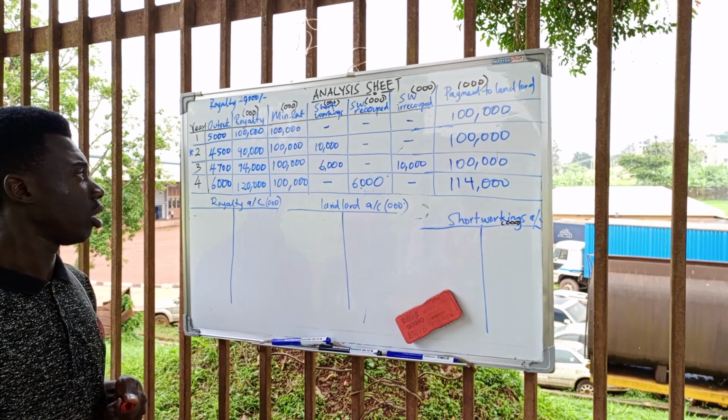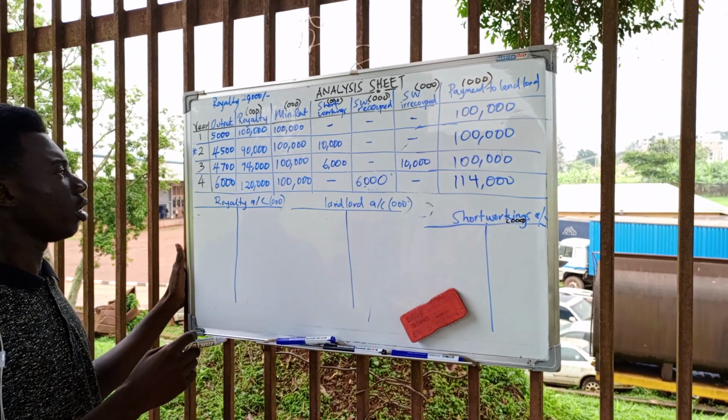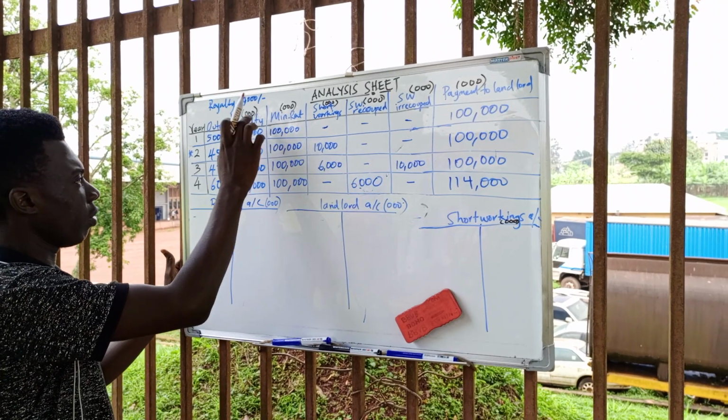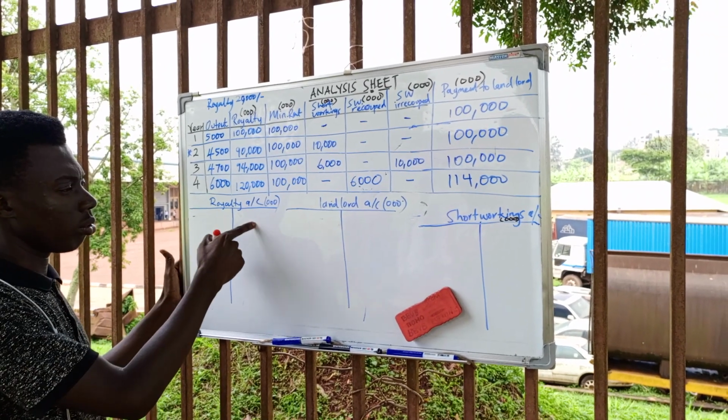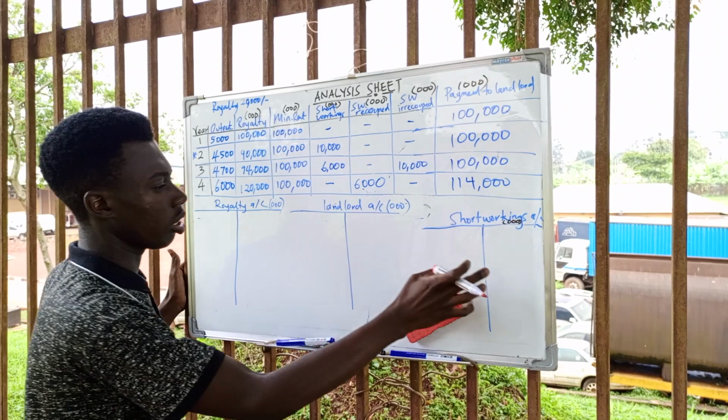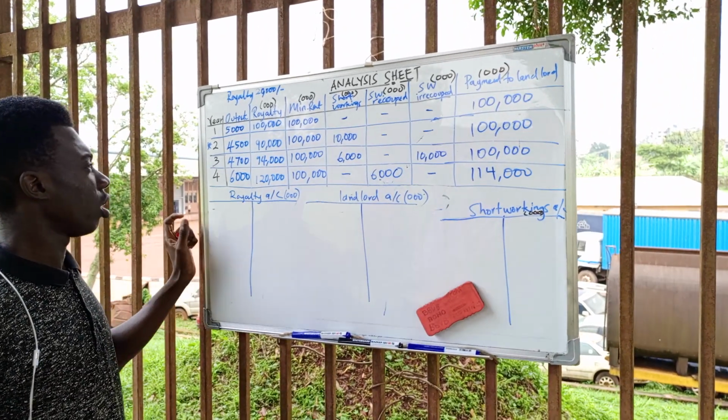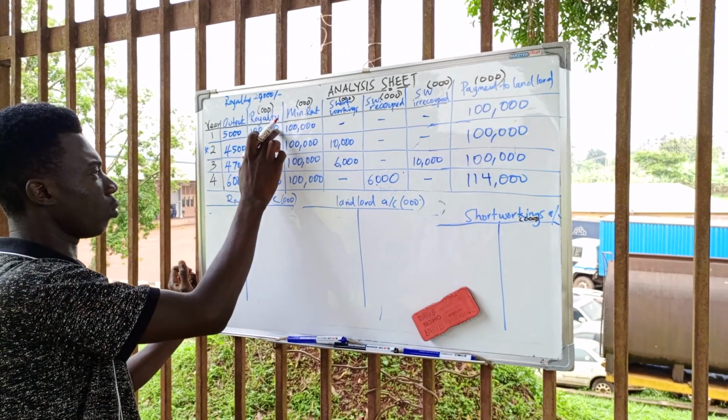So based on our analysis sheet, we are going to start passing the double entries for each year. So you start with the first year. Of course, in the question, they asked us for the royalty account, the landlord account, and the short working account. So we are going to start with the royalty account. In the first year, of course, the royalty we are supposed to pay is 100,000.